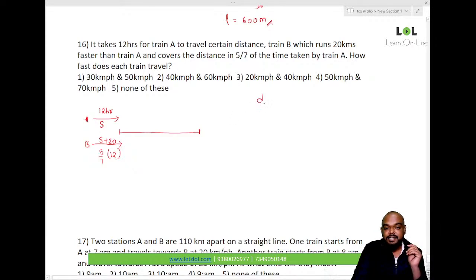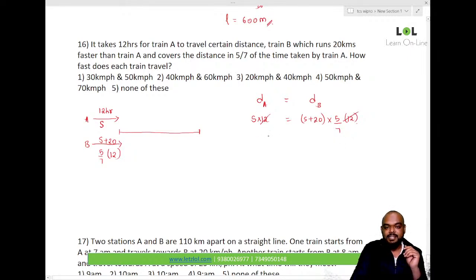So let us consider the distance traveled by A and the distance traveled by B, and we know that they both are equal. And we know the distance formula is speed into time. Train A, its speed is S, time taken is 12 hours. Speed into time. And this is equal to train B: speed is S plus 20, time taken is 5/7 of 12 hours. We just have to equate them now.